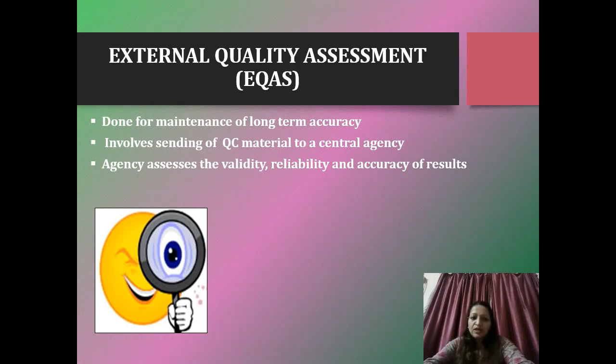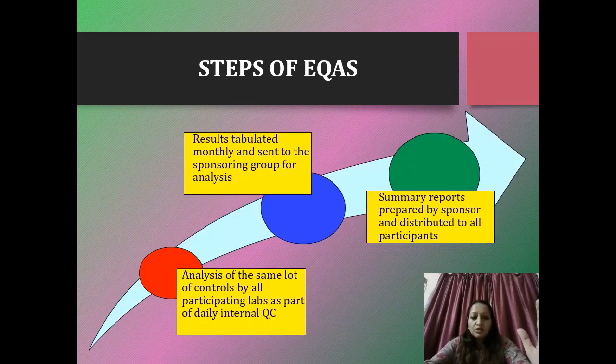So if the commercially available ICAS is there, the agency sends their materials, we test them and resend them back to the agency to assess the validity, reliability, and most importantly, the accuracy of results. So it is said that either the controls or the material which are sent by the external agencies, all the participating labs analyze those, they run those in their machines. Results are tabulated monthly. These are all monthly programs, and they are sent to the sponsoring group for analysis. And the summary reports are prepared by the sponsor and distributed to all the participants.